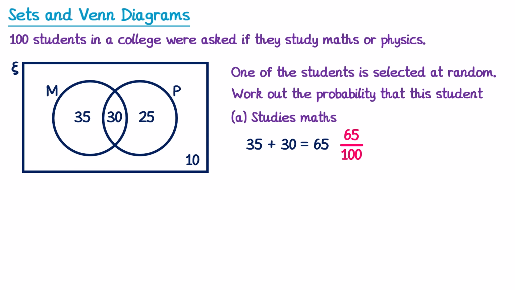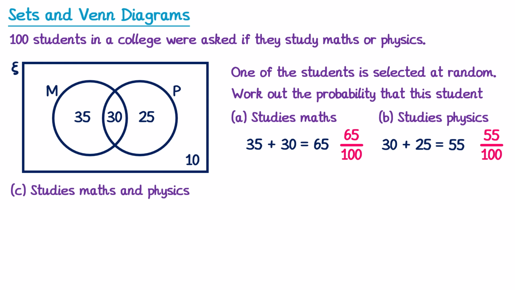What about if it said the probability that the student studies physics? Well, we do the same idea for the physics circle. If we add up these two numbers here, 30 plus 25 is 55, so the probability will be 55 out of the total students, 100. Now, what if the question said the probability that the student studies maths and physics? Well, that's the students in the overlapping section in the middle, so it's just 30 out of 100.